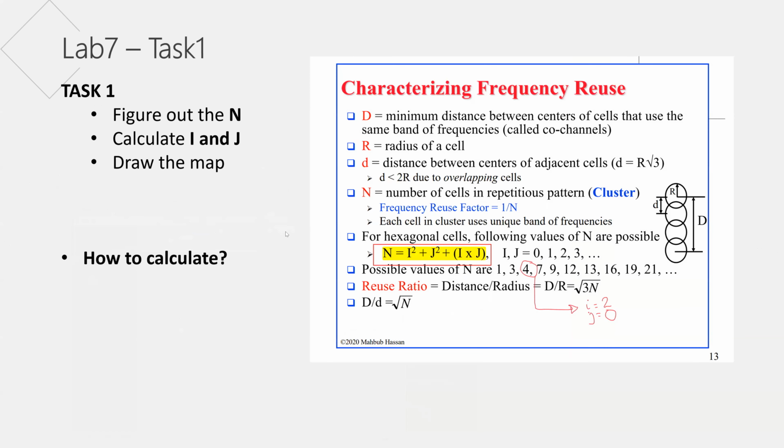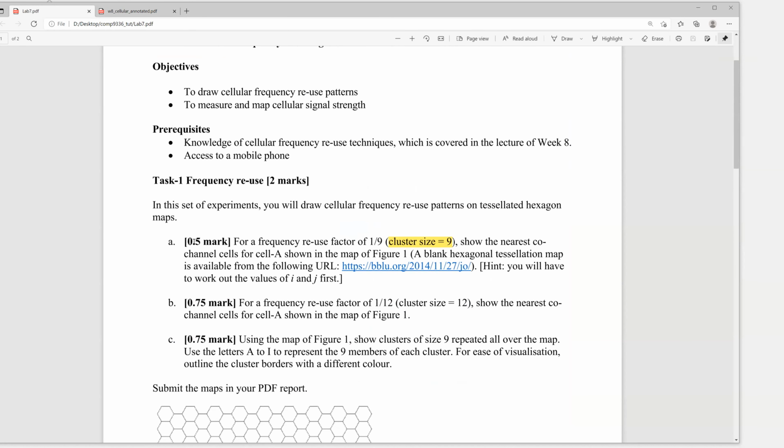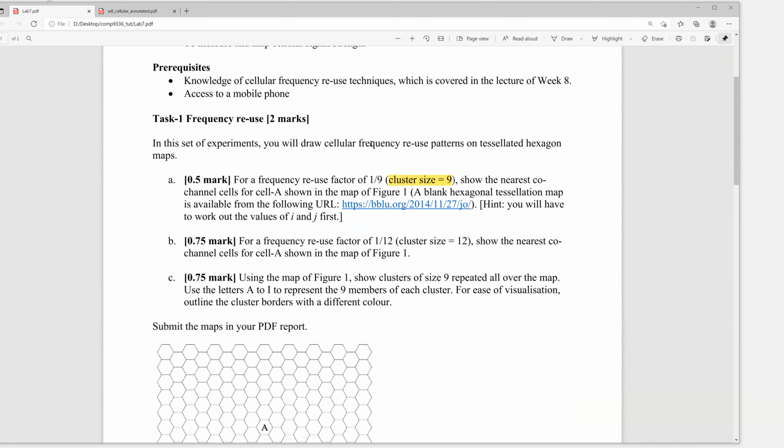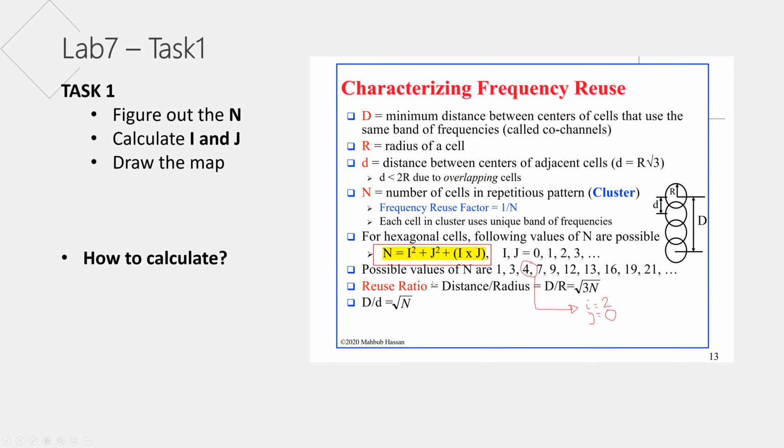And then we can have a look at Task 1. The cluster size equals 9, which means N is 9, right? So we need to have a look at this equation. N is 9, so can we calculate what I and J are? Yes, of course.